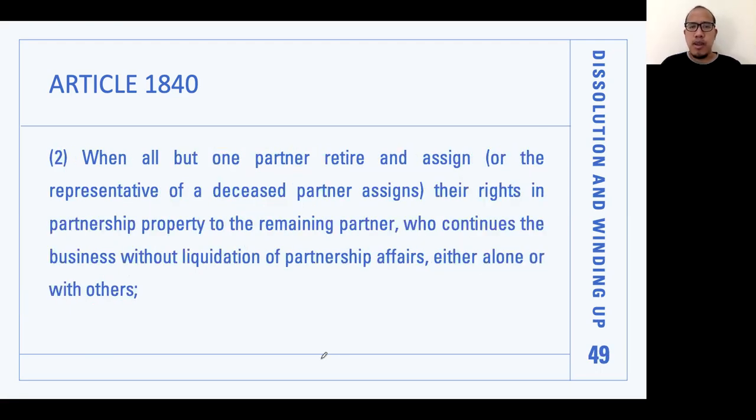Tignan natin. Pangalawa, when all but one partner retires. So lahat daw nag-retire pero may naiwan na isa. Or when all, in the first situation, inassign nila yung kanilang partners, yung kanilang interest in the partnership property to that remaining partner who continues the business without liquidation. So lima sila, for example, when all but one, ibig sabihin lahat except dapat may maiwang isa. Nag-retire itong apat, o kaya naman inassign nila doon sa isang naiwan. So essentially na-convert siya into a sole proprietorship.